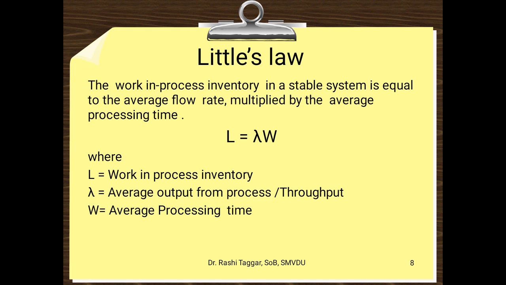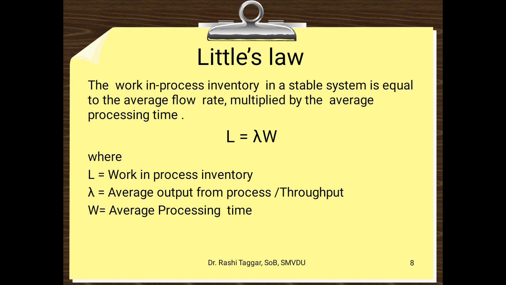Now, mathematically, we can determine the inventory levels. Here is Little's law, which means that the work in process inventory, that is L, is equivalent to average output from process, which is also known as the throughput, multiplied by W, that is the average processing time.